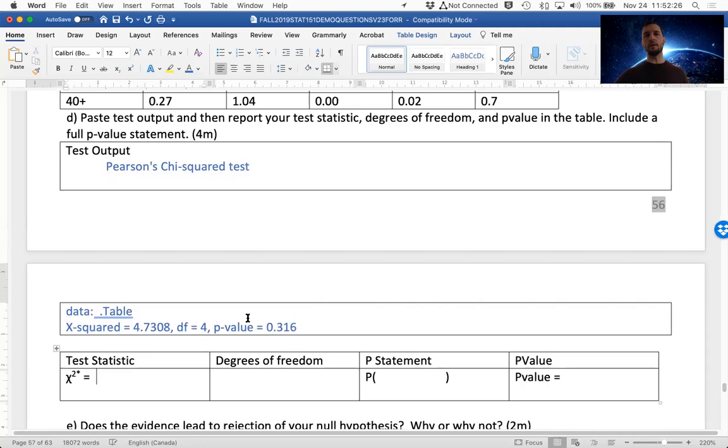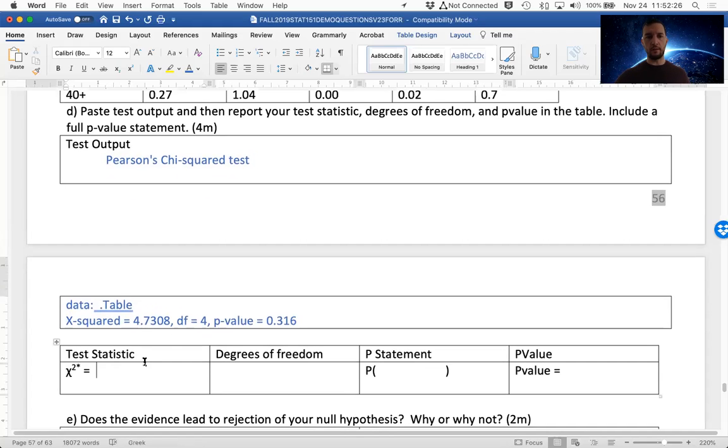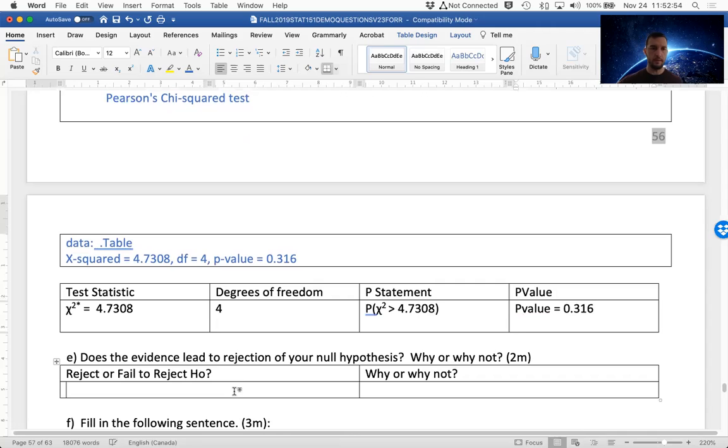Okay, so in part D, we can actually finish the test off using what is given to us in Rcmdr. Our test statistic is 4.730. Our degrees of freedom is 4. The p-value statement is that the chi-square is going to be greater than 4.7308, and the p-value is going to be 0.316. So in this case, we would fail to reject H0.